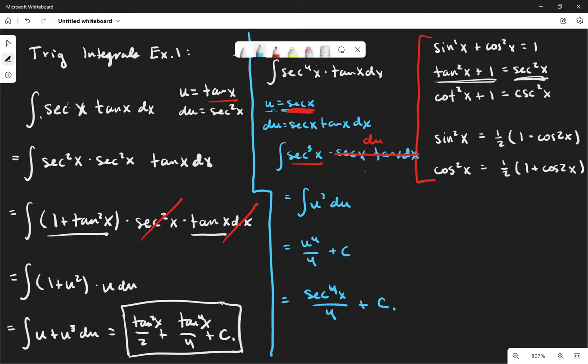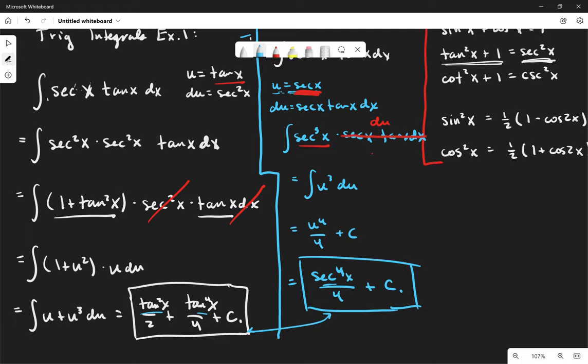These two methods are the same. These are both correct answers. What that means is that these two answers are actually the same. If you want to convince yourself, you would have to go through a trig identity or 2 or 3 or 10. But if you graph these, you will get the same thing. And so both of those are correct. And there you have it.